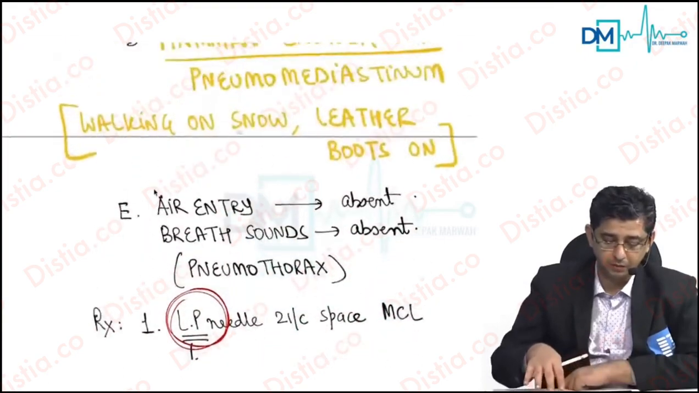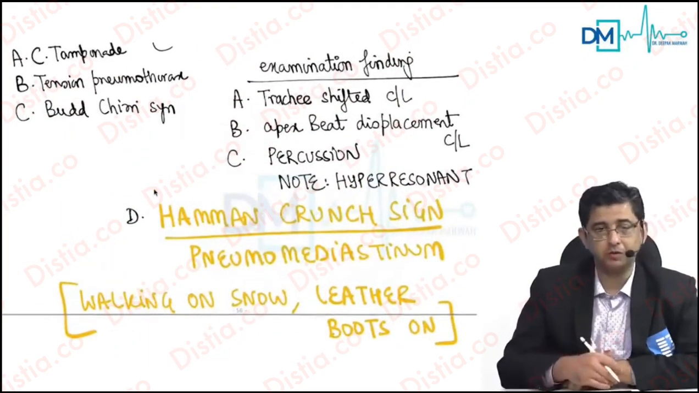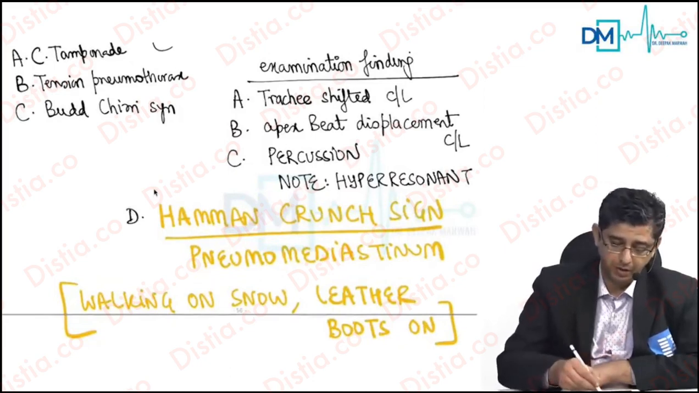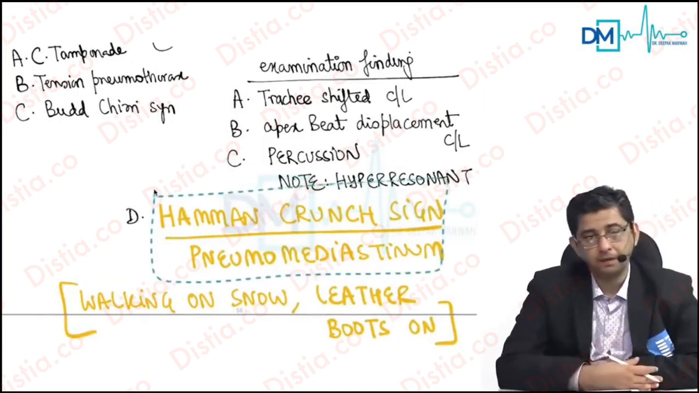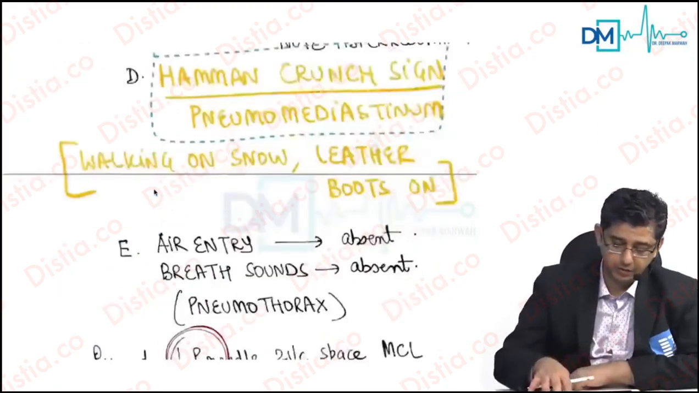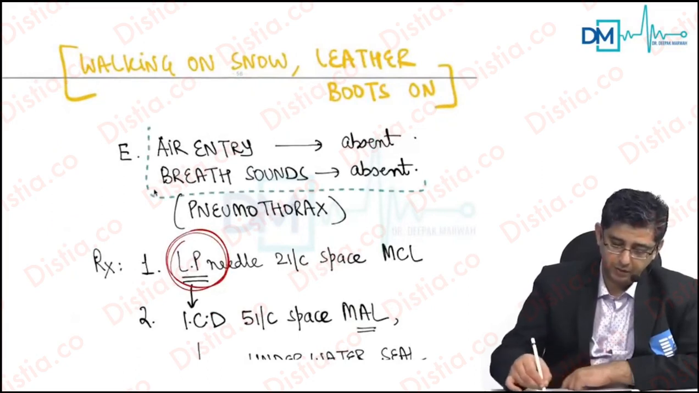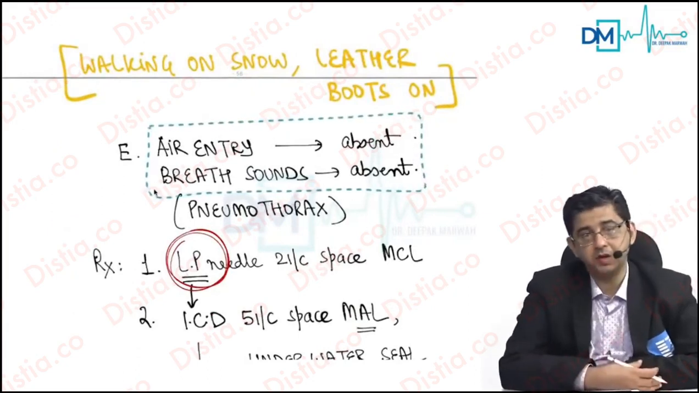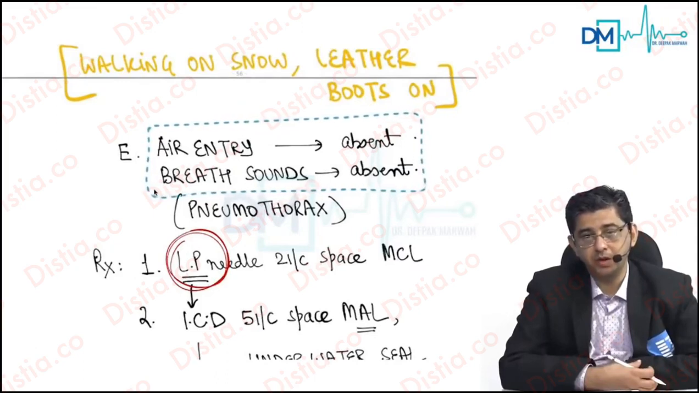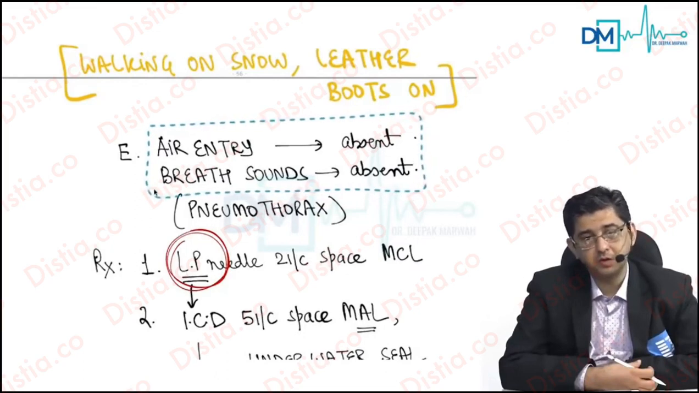The description that I've given is for the topic known as tension pneumothorax. Two important findings which I want you to remember for today: one, Hammer-Crunch sign, pneumomediastinum, that's an important one. And the second is absent air entry and absent breath sounds, an auscultatory finding that is seen with respect to pneumothorax. So two data to be remembered: absent breath sounds for pneumothorax, and Hammer-Crunch sign for pneumomediastinum.